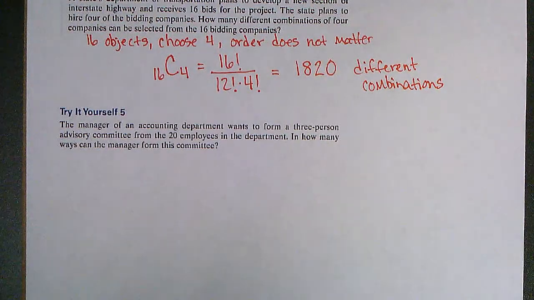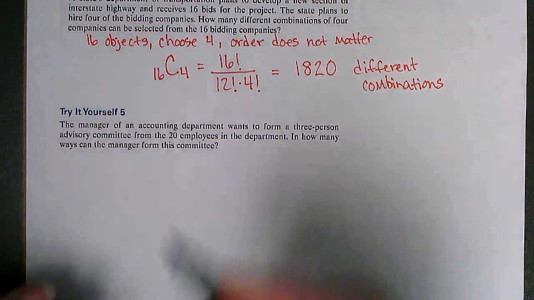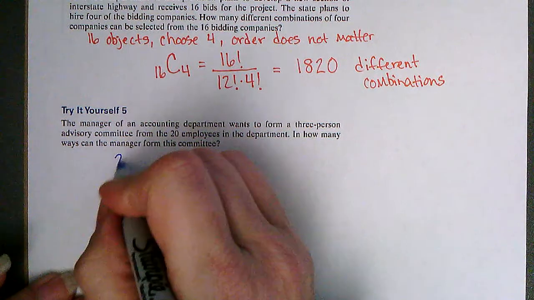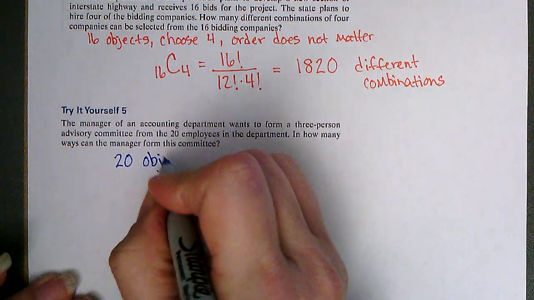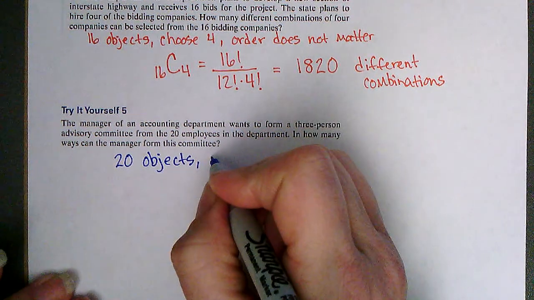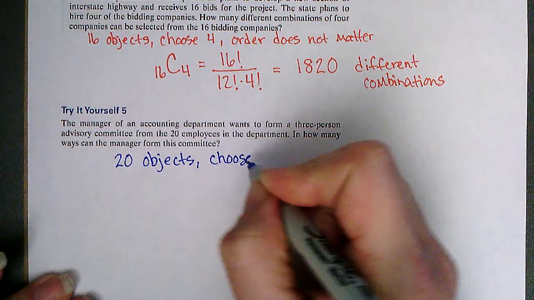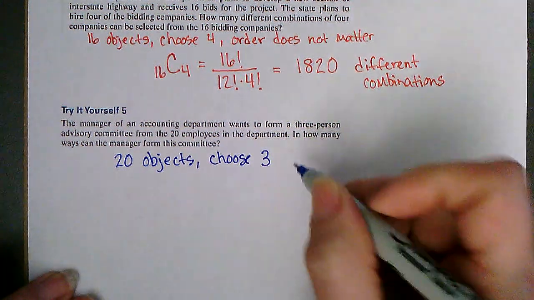The manager of an accounting department wants to form a 3-person advisory committee from the 20 employees in the department. How many ways can the manager choose that committee? So we're going to have 20 objects. In this case, they are employees. We're going to choose how many of them? 3 to make this committee.